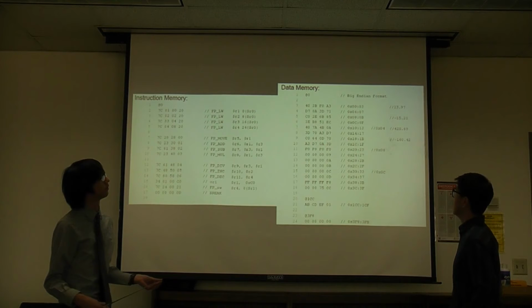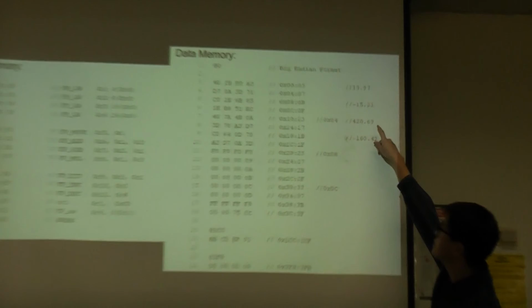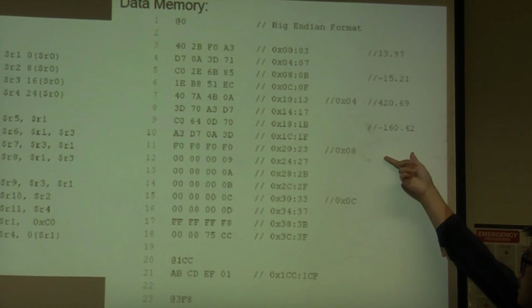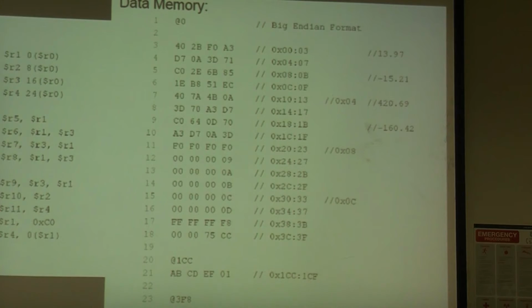So for the input, we had a small positive number, a small negative number, a large positive number, and then a larger negative number, to demonstrate each of them. Yeah, it's a good test. So we have four different values. Go on.